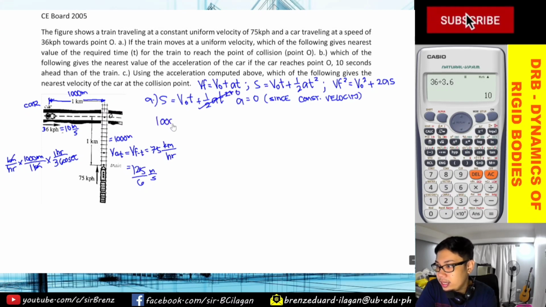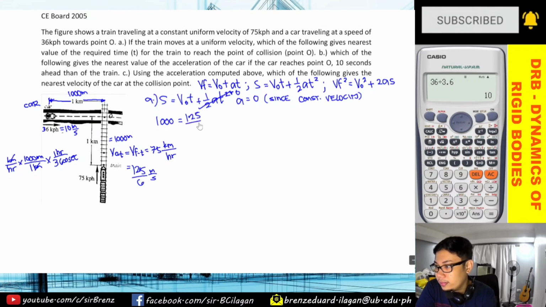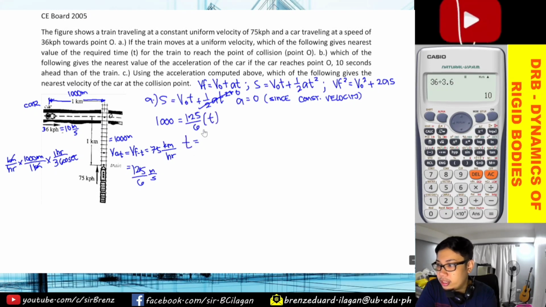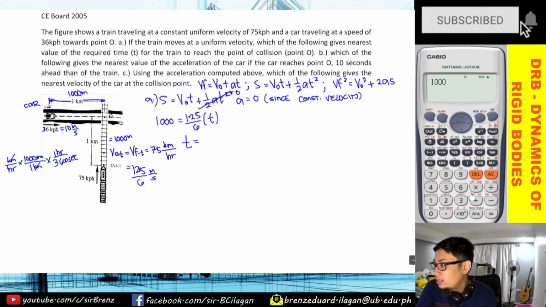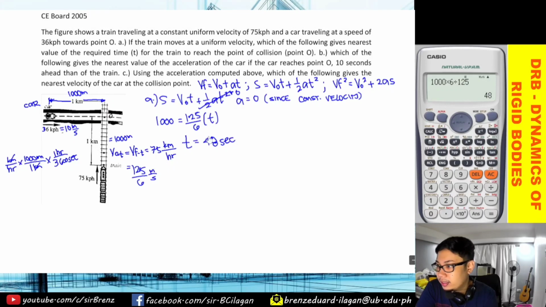So ito lang yung kailangan natin. So 1,000 is equals to the initial velocity, which is 125 over 6 meter per second multiplied by the time t. So the time required for the train to reach point O is 1,000 times 6 divided by 125. So we have 48 seconds. Alright.